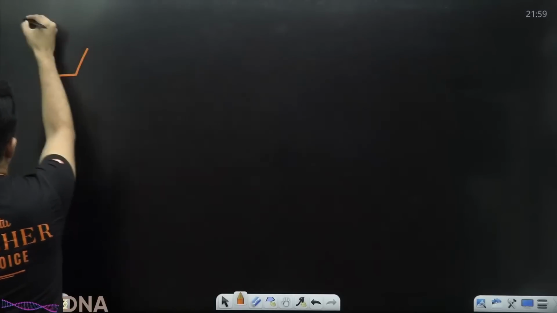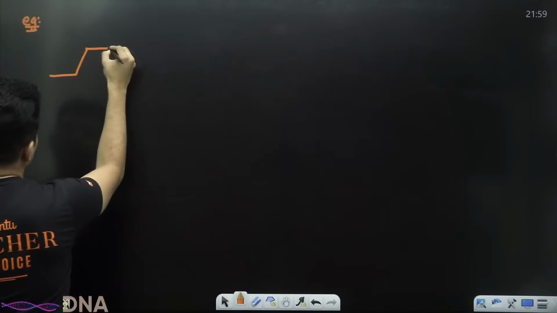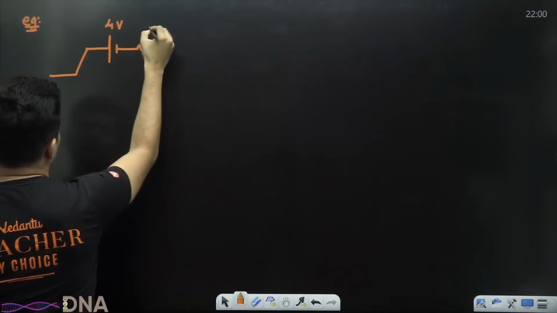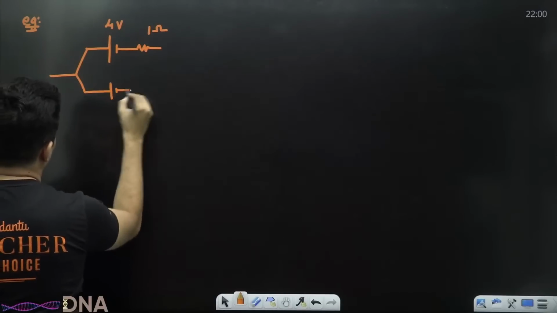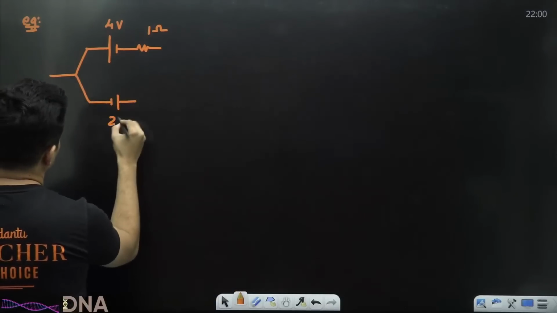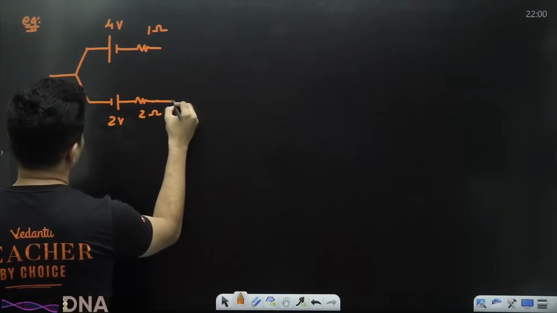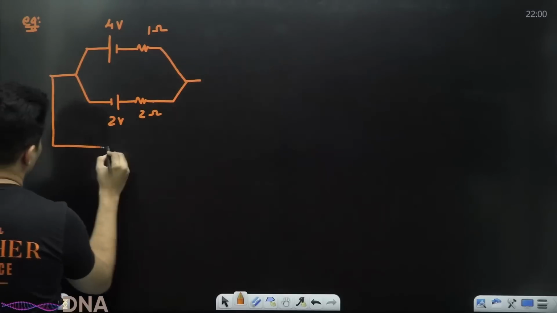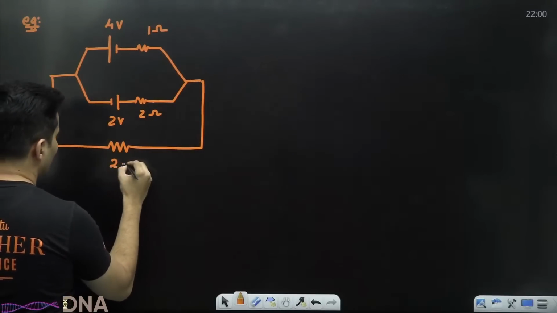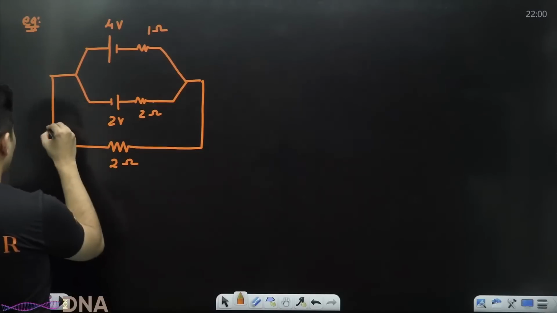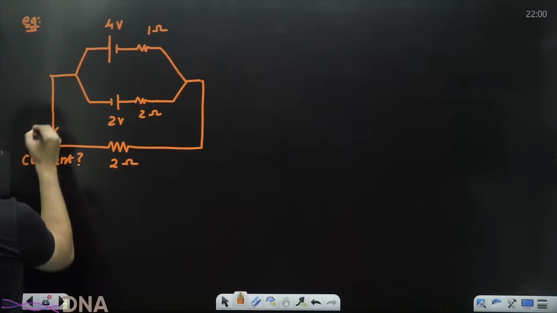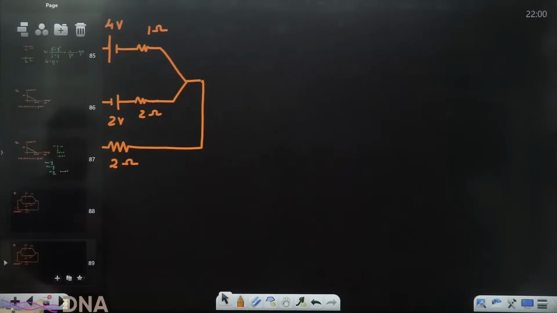Imagine another example where there is 4 volts, 1 ohm here, and let's say we have something like this, 2 volts, 2 ohms over here, and let's say it is connected to a resistor of 2 ohms. The question is, can you find out how much current goes through this particular circuit? What is the value of the current in this particular circuit?